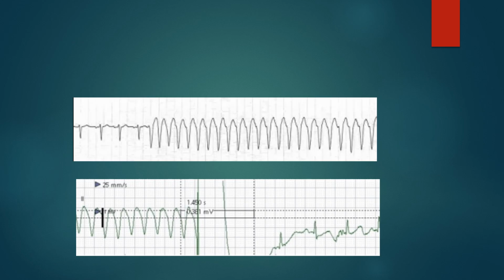So let's look at some rhythms here. This top rhythm shows a patient who's in a normal sinus rhythm, and for whatever reason, went into a sustained VTAC. That rate looks like it's around 200. So you can see it's just pumping away.